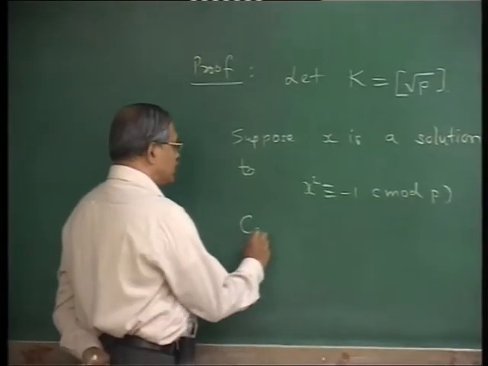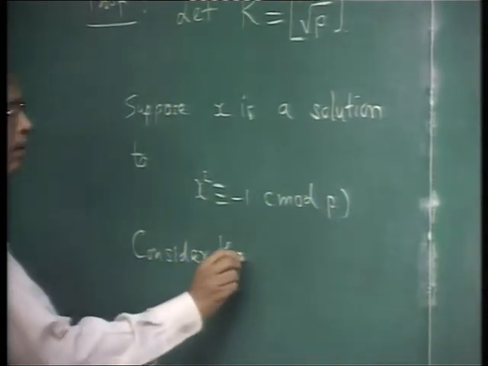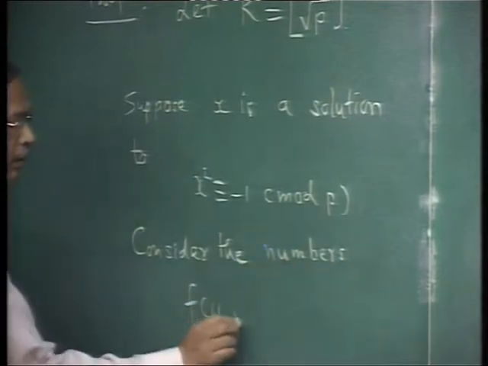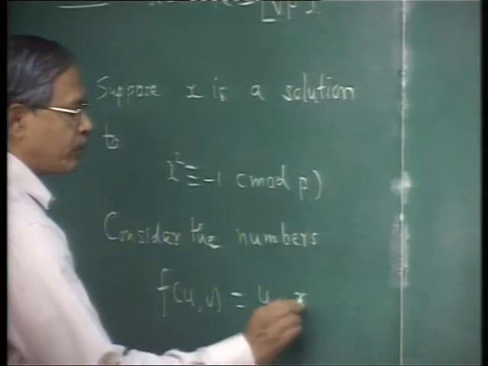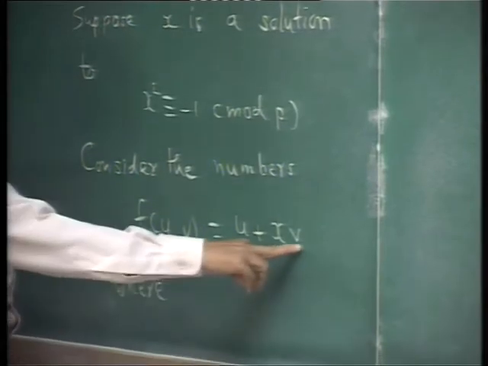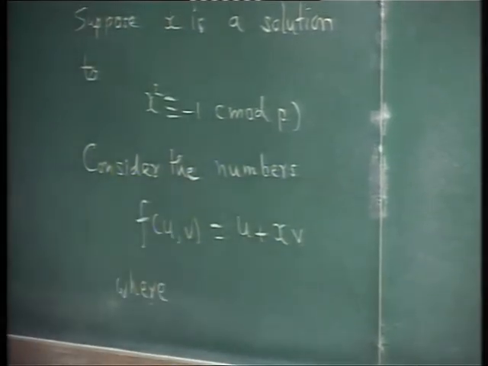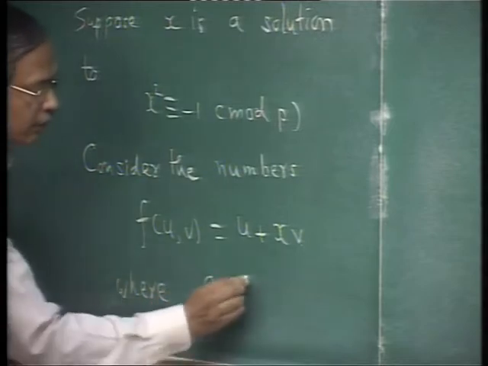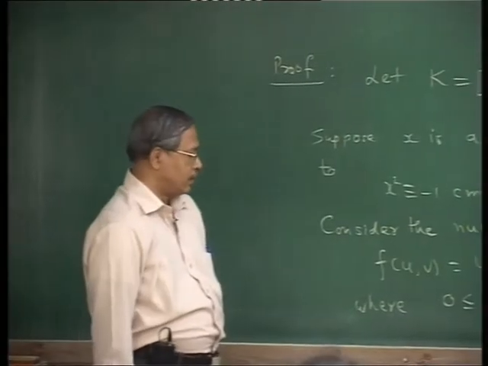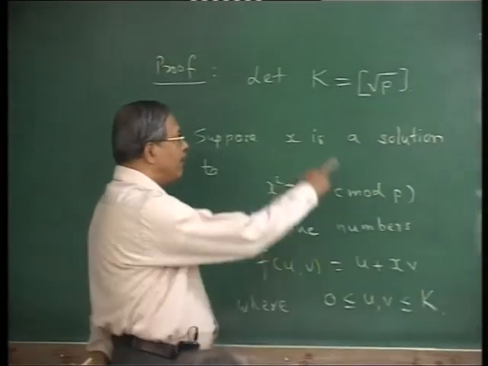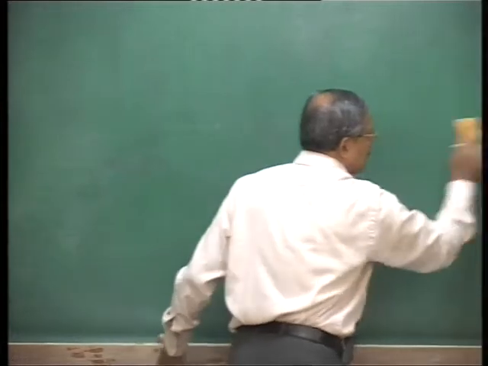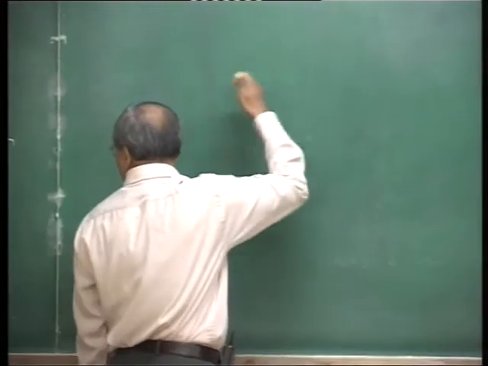Now consider the following numbers. Let us say f of (u, v) is equal to u plus x times v, where u and v vary over the set of integers from 0 to K. So, 0 less than or equal to u, v less than or equal to capital K. Now, we have the value of K, and from that we get how many pairs (u, v) are there satisfying this condition.